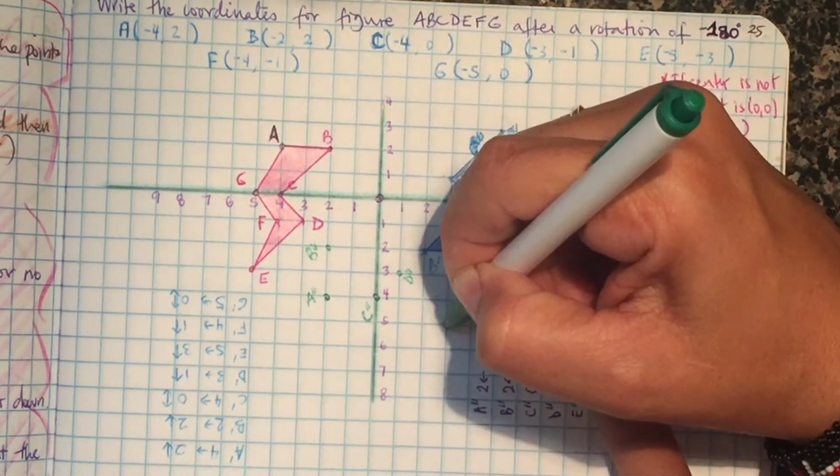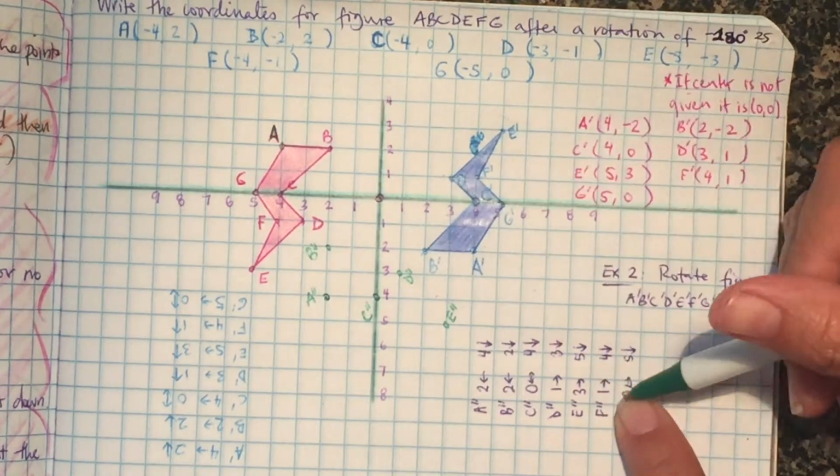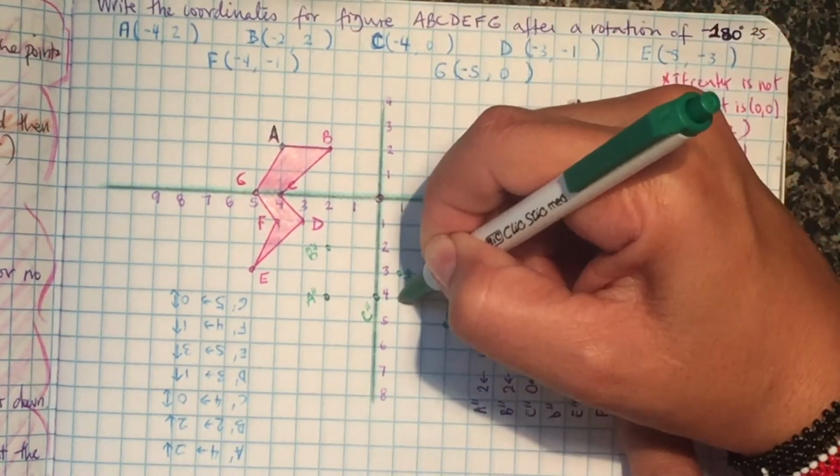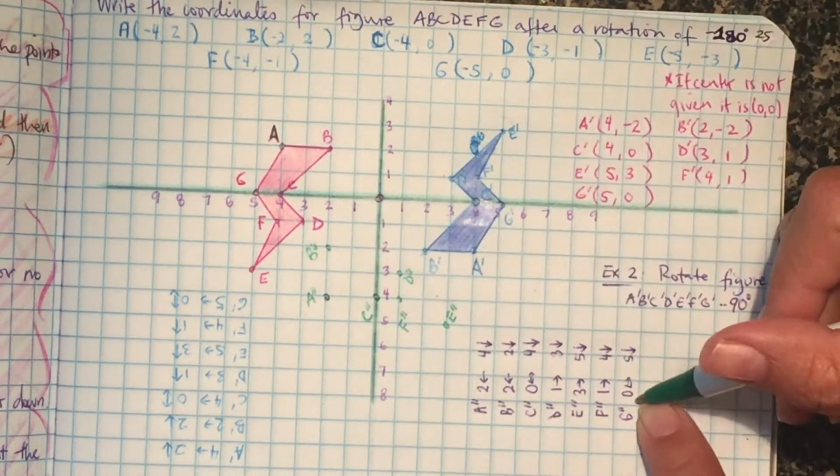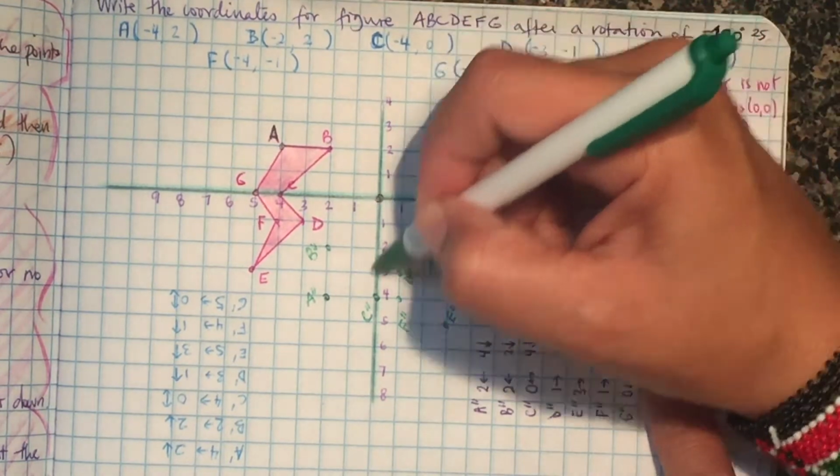3 right and 5 down, that's E double prime. 1 right and 4 down, that's F double prime. 0 and 5 down, that's G double prime.